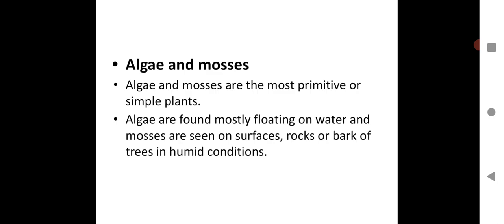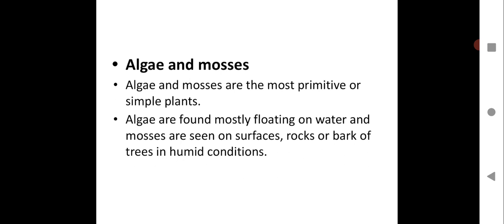Now one more type of plants here we will see: algae and mosses. Algae and mosses are the most primitive or simple plants. So when we have plants on the earth long years ago, many years ago, millions of years ago, at that time there was a growth of algae and mosses. That's why they are called the most primitive or the simple type of plants.